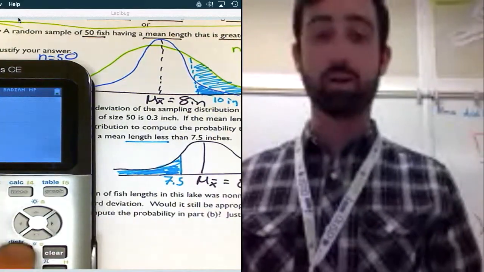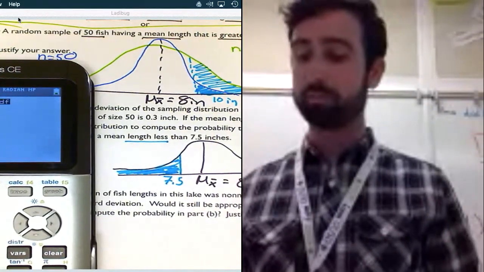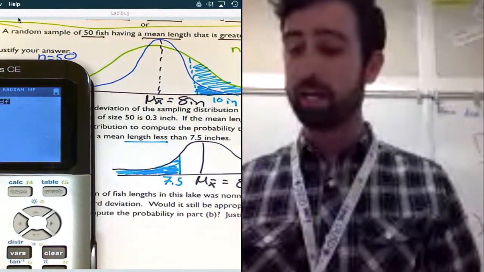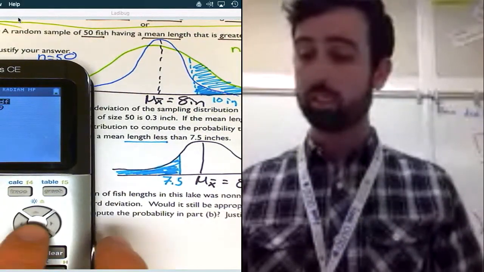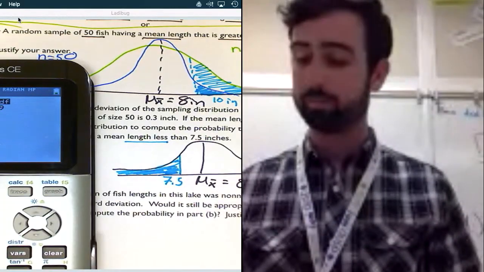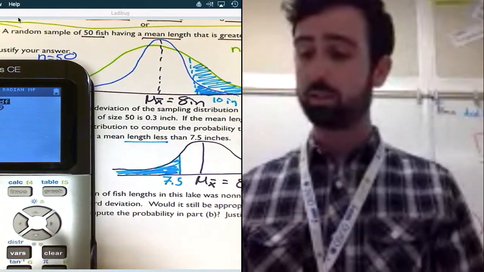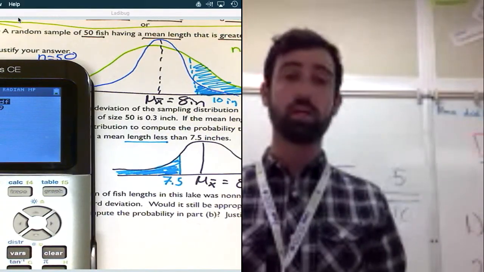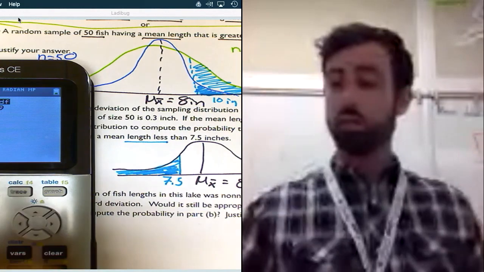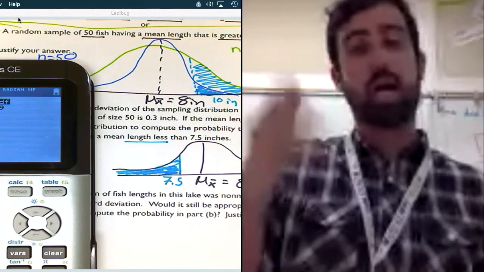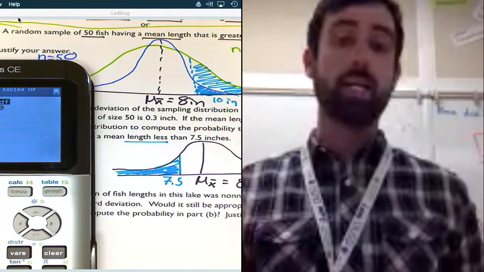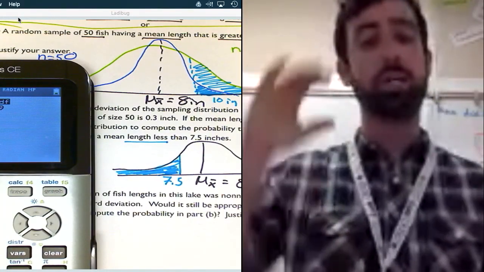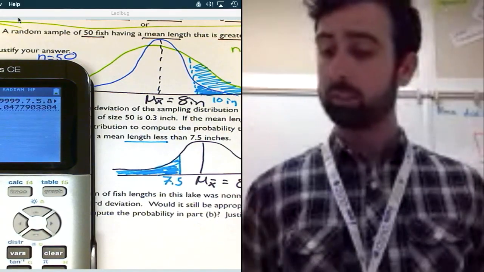So, second VARs, normal CDF, lower bound. Notice that lower is like all the way down here, so we're going to use negative 9999999. Upper bound, 7.5. Average, 8. Standard deviation, 0.3. We're good to go. If you're using the TI-83, you have your parentheses. You're just going to do those numbers in order with a comma. So it would be negative 9999, comma, 7.5, comma, 8, comma, 0.3. Close your parentheses. There you go.